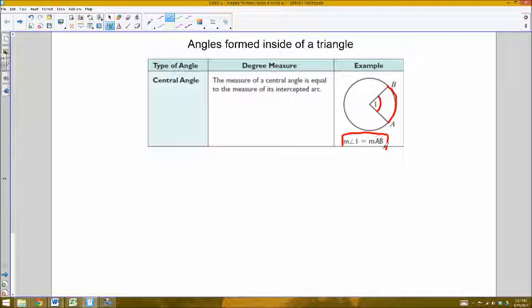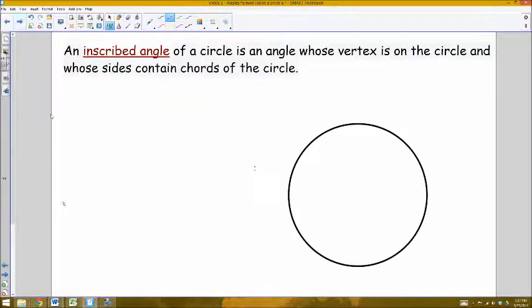Two other kinds of angle relationships we're going to look at are those formed by intersecting chords and those formed by what are called inscribed angles. Now, an inscribed angle of a circle is an angle whose vertex is on the circle and whose sides are made up of chords. So unlike a central angle whose vertex is at the center, an inscribed angle is one whose vertex is on the circle and its sides are made up of two chords of that circle.